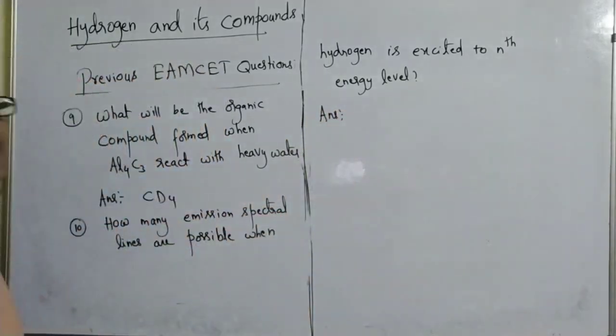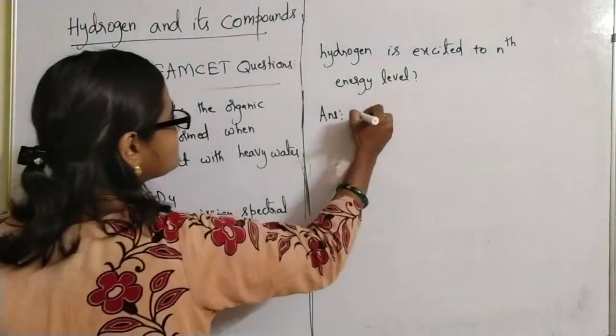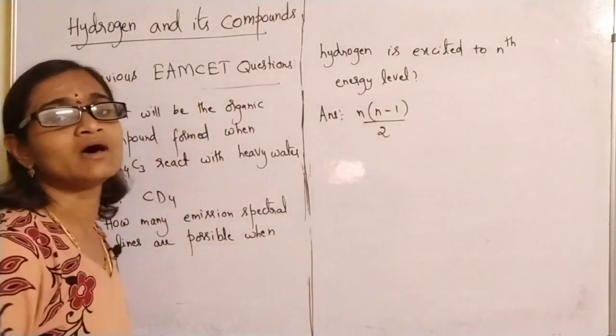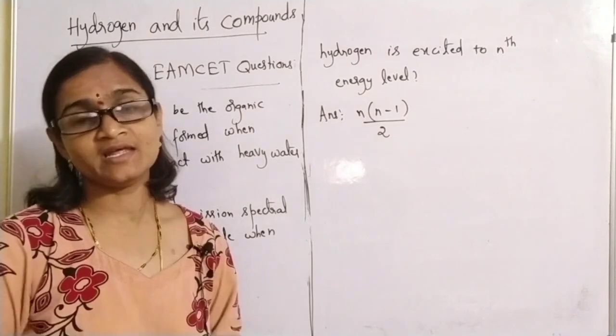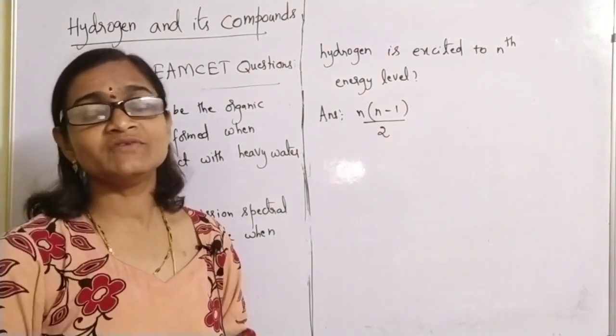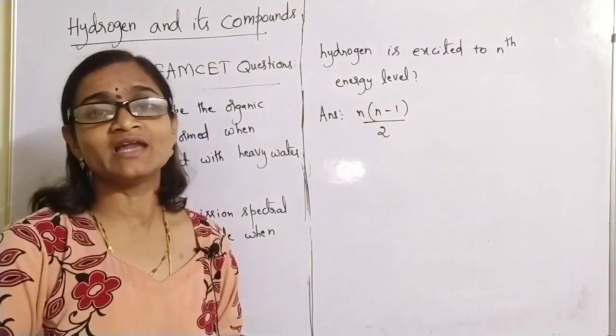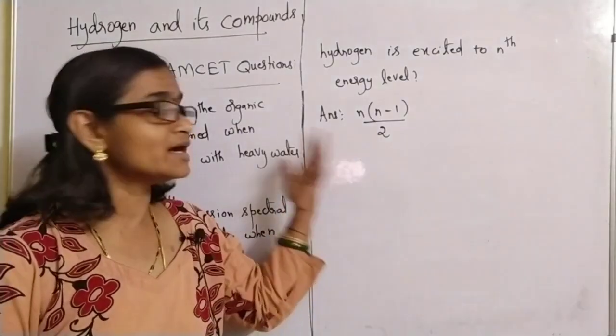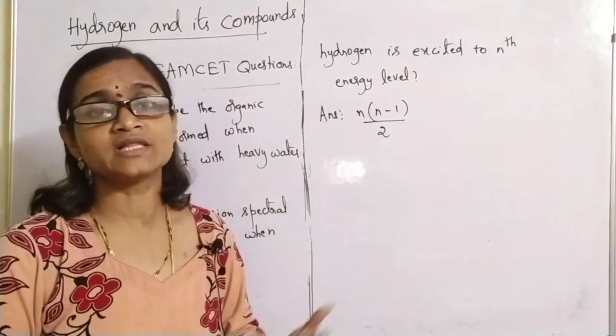How many spectral lines will form? The number of spectral lines that can be formed whenever an electron jumps from any higher energy level to lower energy level, the formula is n into n minus 1 by 2, where n is the nth energy level. If they give that n value, you can substitute it and find the number of spectral lines. Accordingly, you will get one value. You have to check that value.